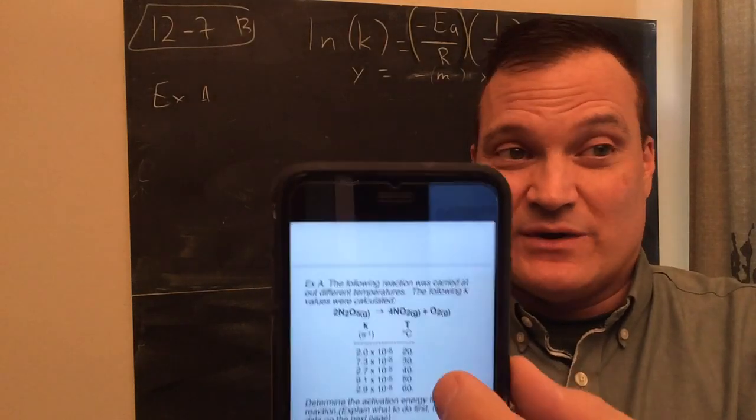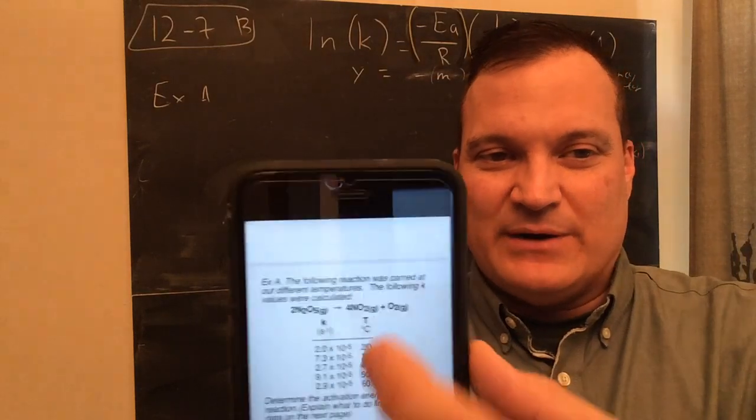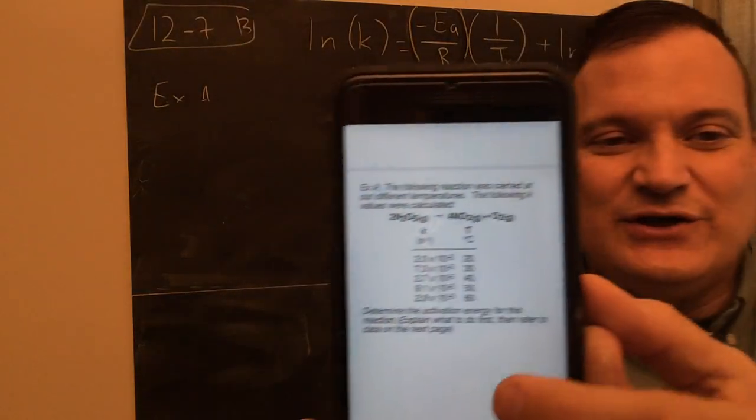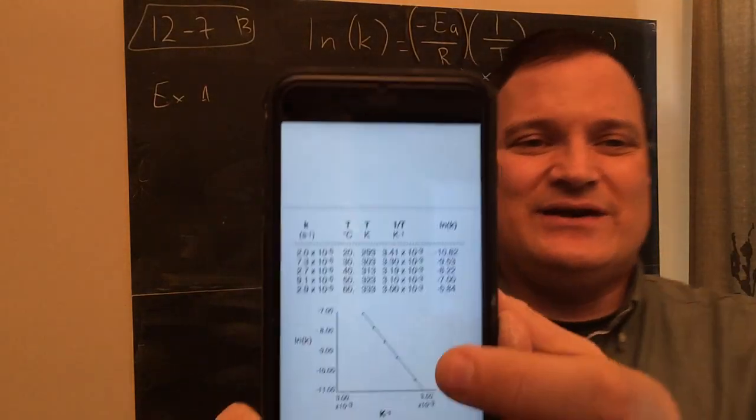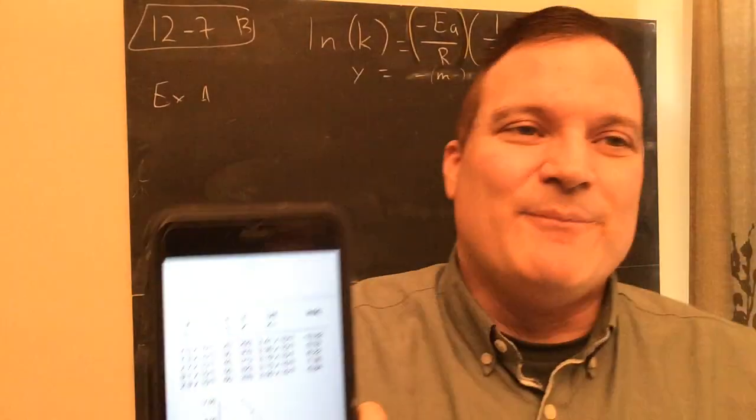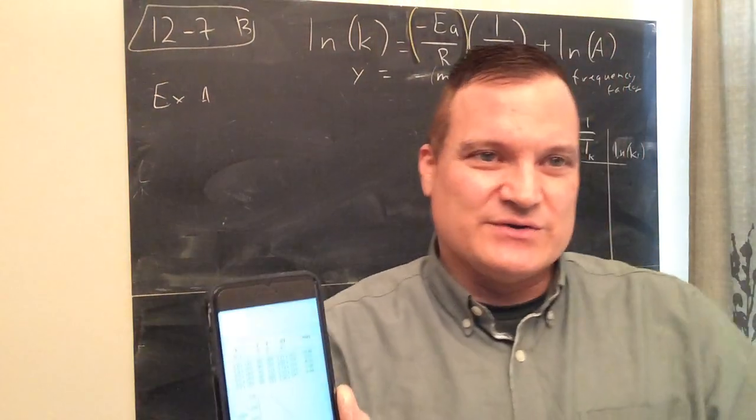You could jump all the way to 1 over temp Kelvin if you want, but I would put a Kelvin column first. Okay, and when you do that, magically, it's done for you. Yay, there it is, and there's a line. So I did it. But when you have it on your calculator, you got to do it yourself.